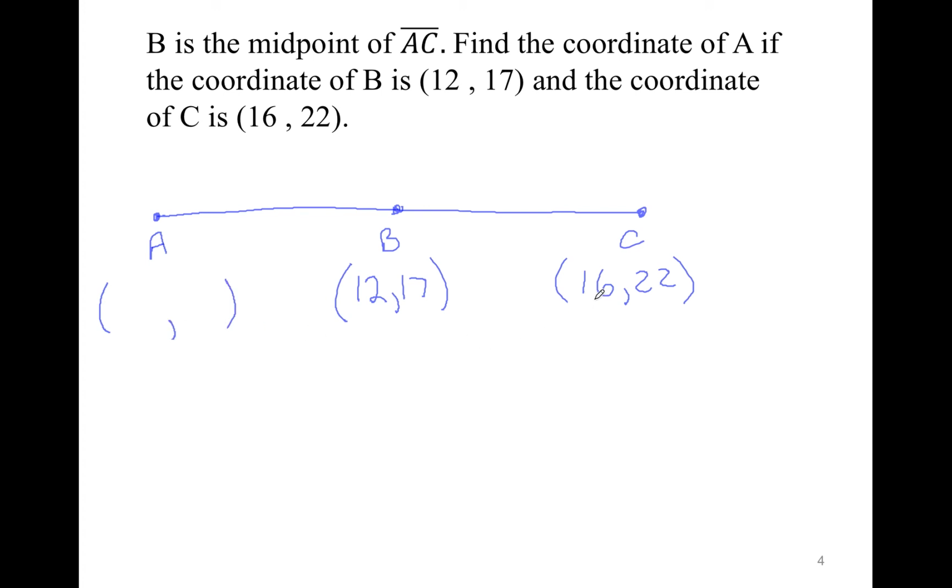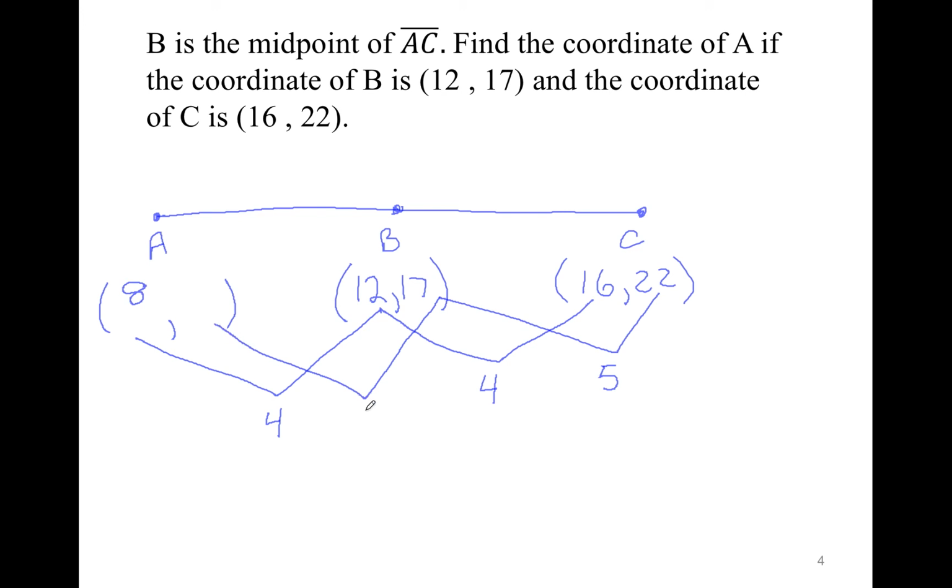So we're going to use that little trick that I was doing. If I look at these x coordinates, it goes from 12 to 16, so it goes up 4 places. So I got to go down 4 more places, and that will get me the other x coordinate. So 12 minus 4 is going to be 8. I then go look at my y coordinates and do the same thing. From 22 to 17, it's 5 places. So I got to go from 17, 5 places to get the other y coordinate. So 17 minus 5 is going to be 12.